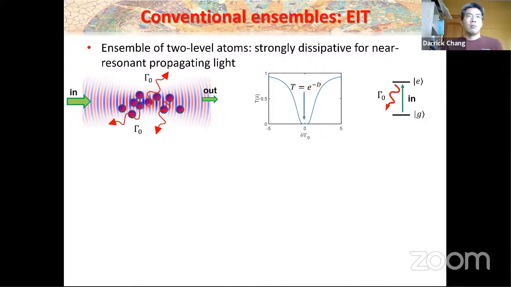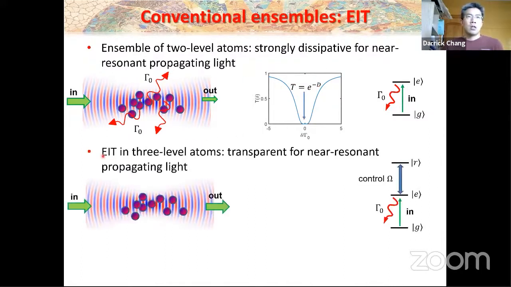So instead of making my medium highly opaque to near resonant light, there's a well-known effect called electromagnetically induced transparency, where I can now make the medium transparent to resonant photons. To accomplish that, I'll introduce the same auxiliary state R that I had before for the quantum memory. And again, this control field couples the state E to R.